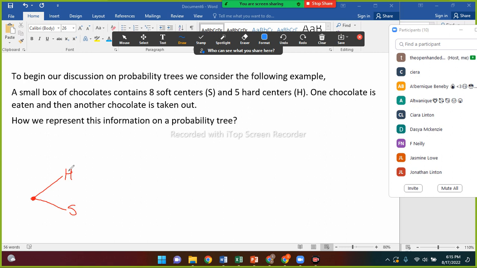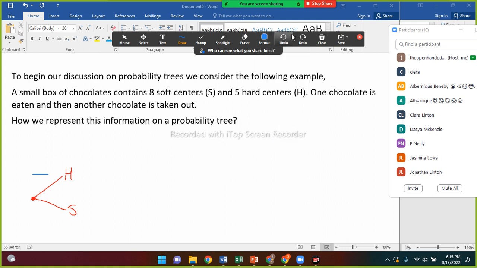4/5. Say it again. 4/5. Why do you say 4/5? Because it's a hard center and then it's 5 hard centers, and if we get one of them, it'll be 4. So we want the probability of getting one hard center though. So how much chocolate do we have in general?